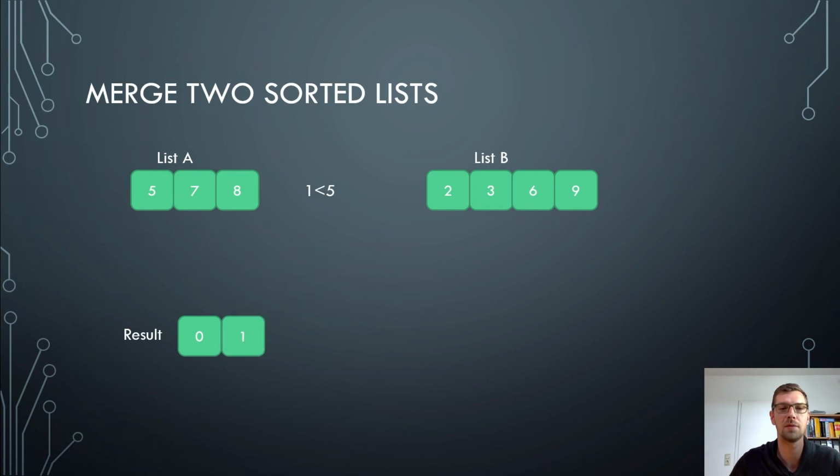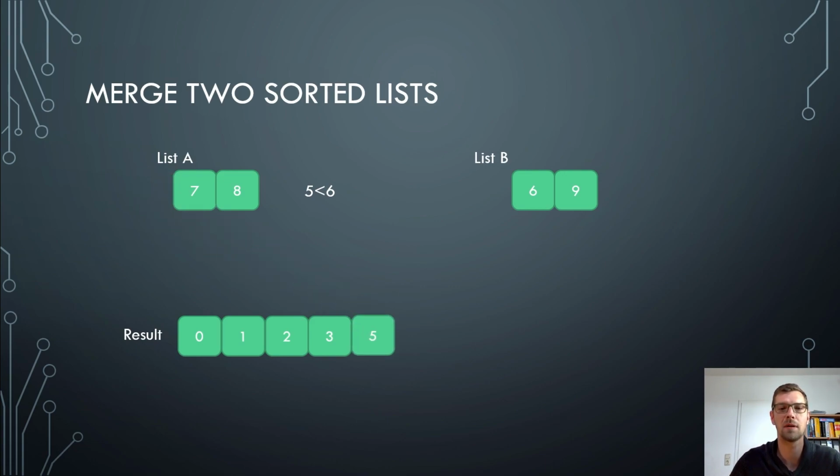Then we compare the 2 and the 5, and we see that the 2 is smaller, so we append the 2, again from list B. Then we take the 3 from list B, compare it with the 5 from list A, and we see the 3 is smaller, so we append the 3. In the next step we compare the 5 of list A to the 6 of list B. The 5 is smaller, so we append the 5.